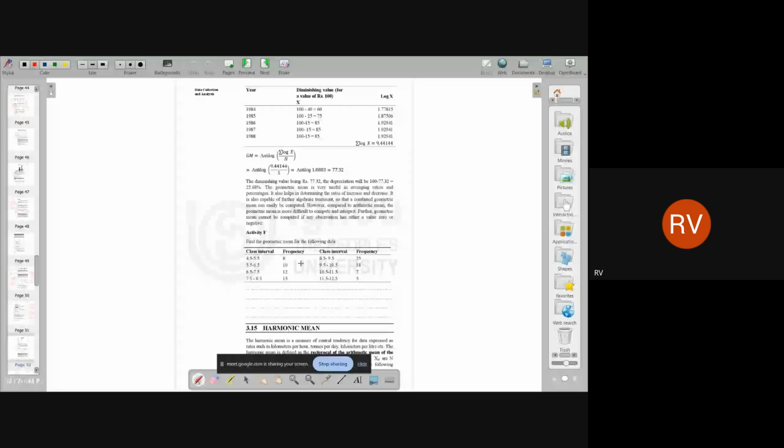The usual problem is given the growth of population, then the year, and the diminishing value of that, as here in this problem.